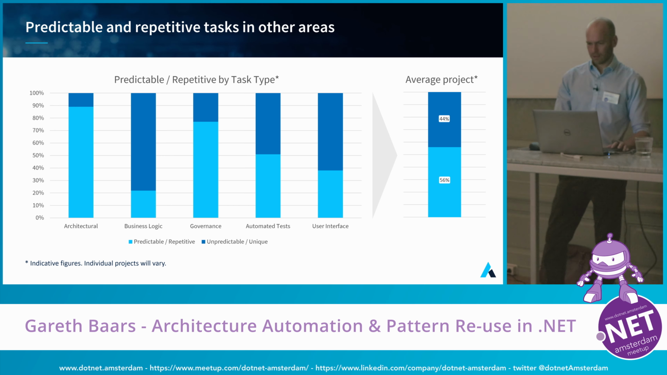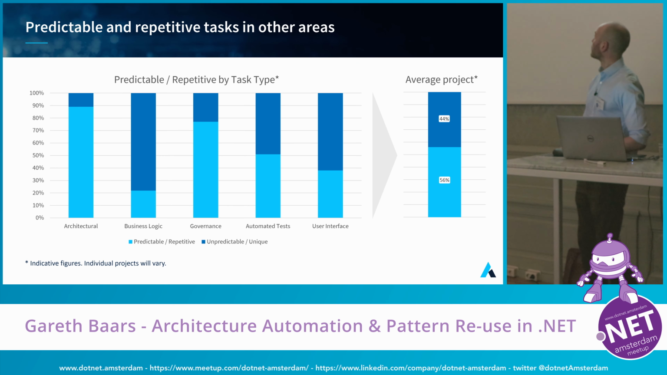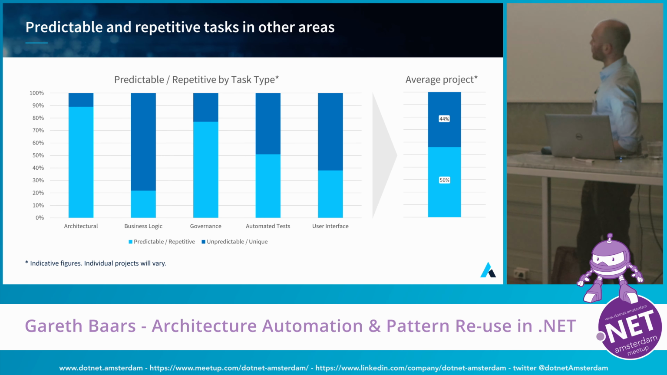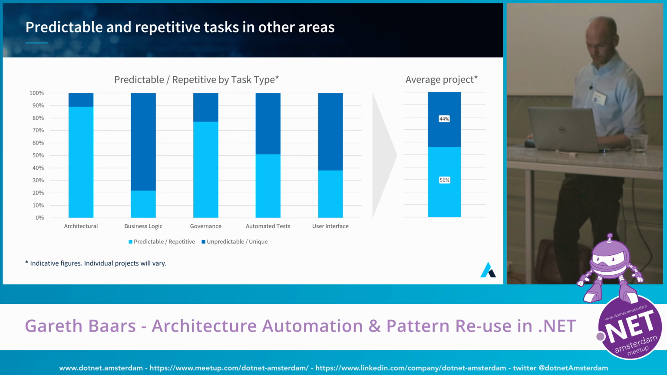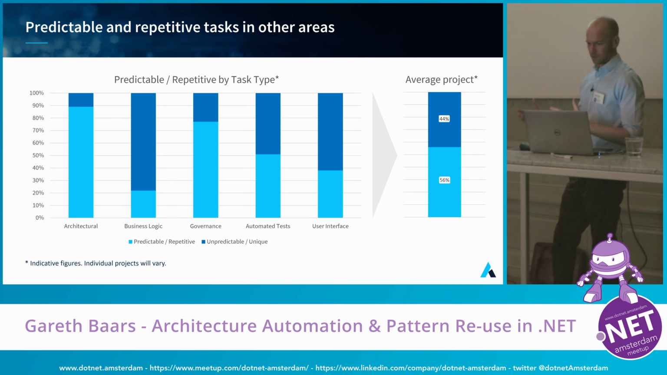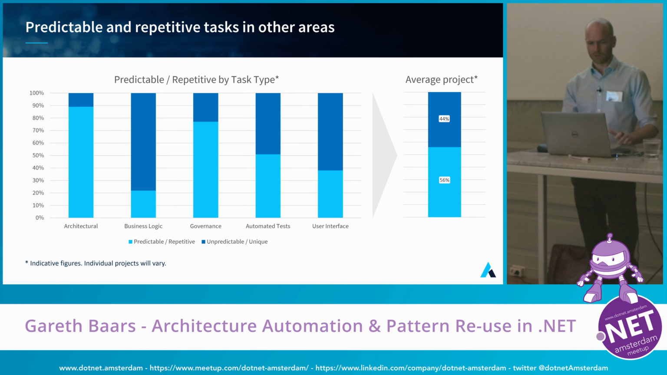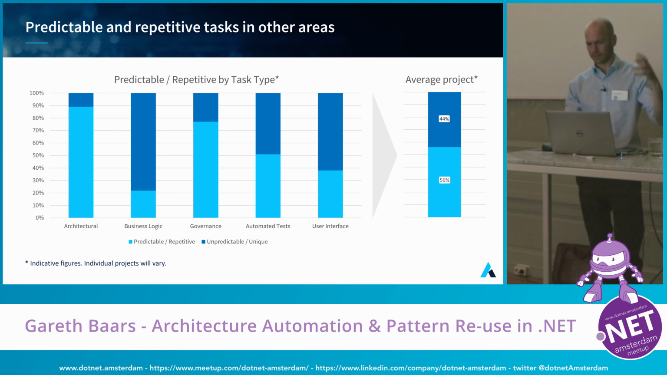All right, so this may sound quite depressing, by the way. 56% is predictable, repetitive. It probably doesn't sound like a very happy thought, but there is some light at the end of the tunnel.